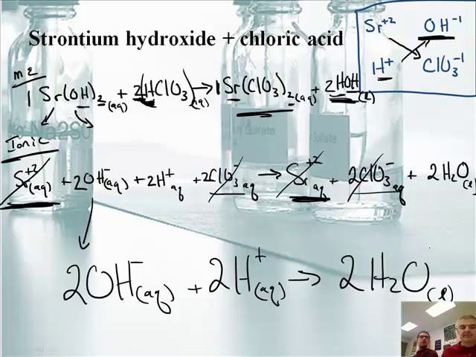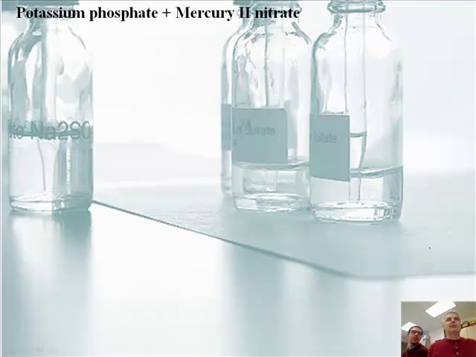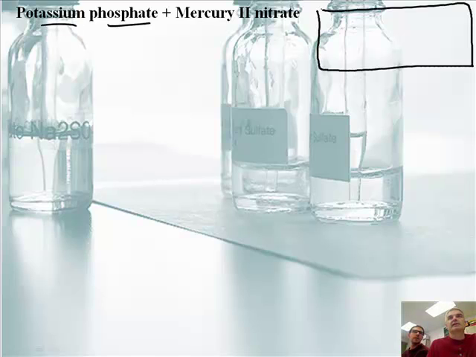All right, let's do one more example. This is kind of a nasty one, but that's all right. First thing, start with the charge box. So I've got potassium phosphate. Let's put it over here. Potassium is K with a charge of plus 1. Phosphate is PO4, negative 3.